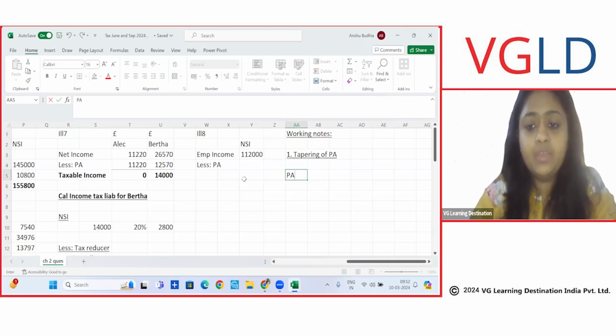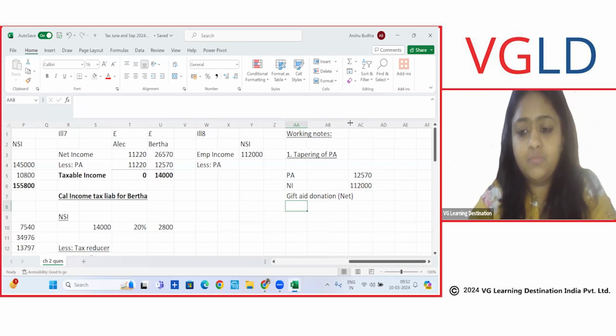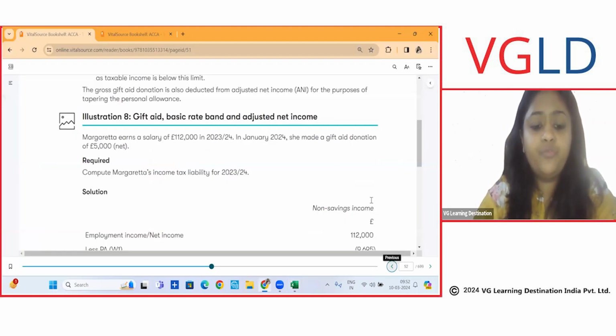Think of PA. PA is 12570. Now what is ANI? Now for that, first I need, what is NI? Net income is 112,000. I will write here gift aid donation net. Net is given to you 5,000.